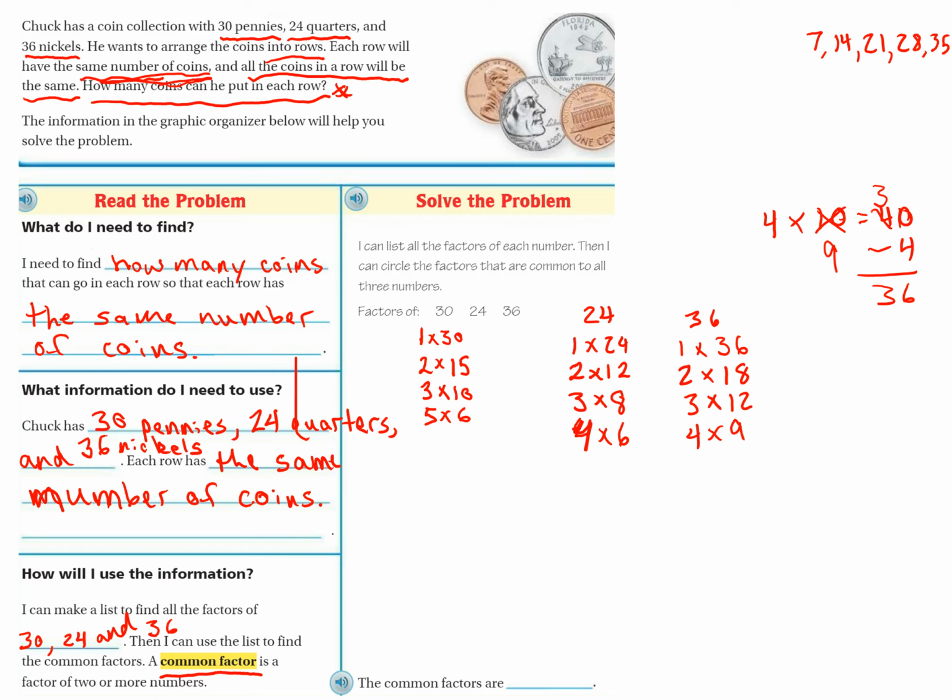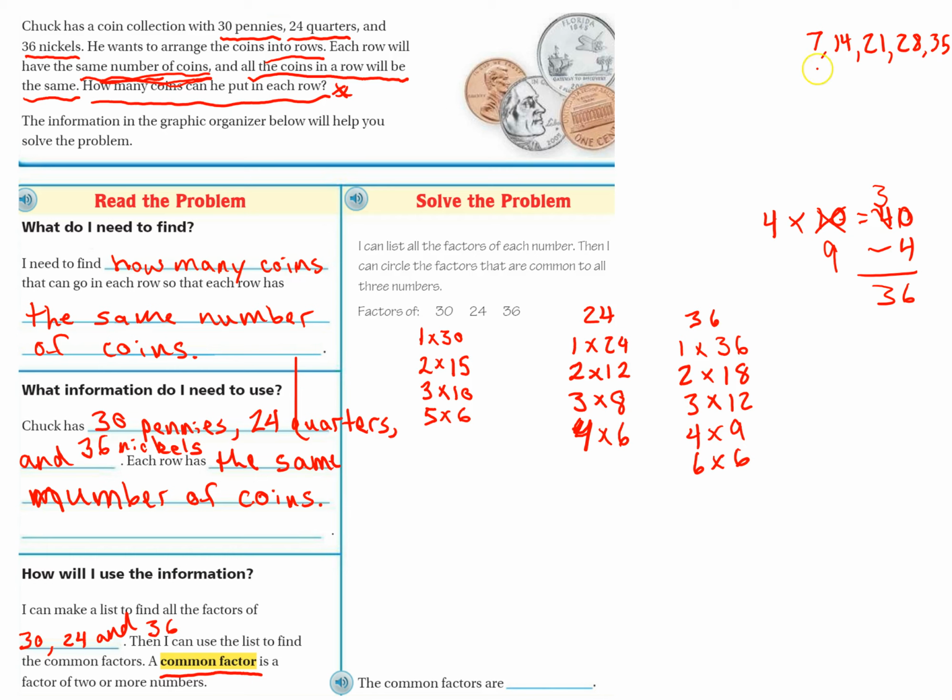Okay, what about 5? Well, count by 5s. 5, 10, 15, 20, 25, 30, 35, 40. Nope, I'll never land on 36. Okay, what about 6? Well, 6, 12, 18, 24, 30, 36. Yeah, 6 times 6. Okay, what about 7?